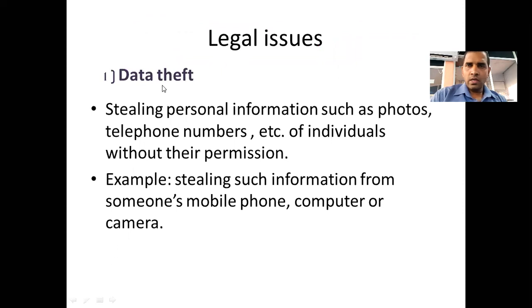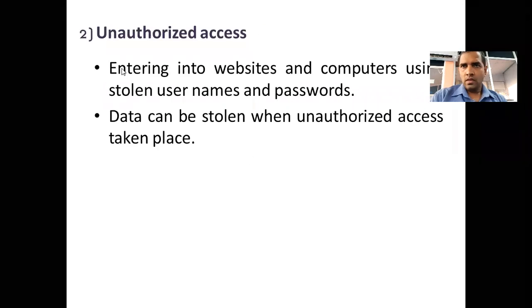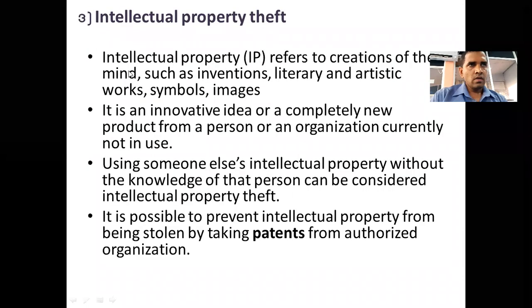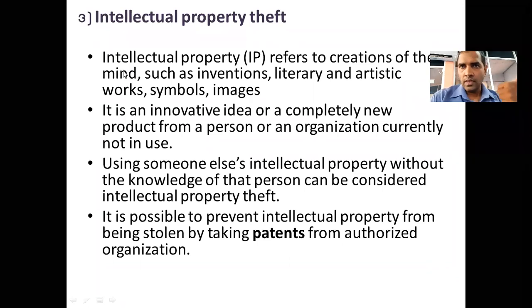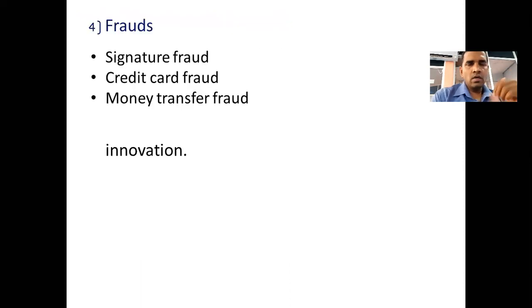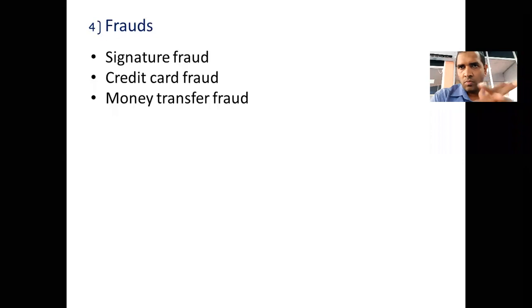Under legal issues, there is one called data theft, which I clearly explained, and unauthorized access. I explained this term unauthorized access, and I also explained intellectual property. We discussed the term intellectual property and how to prevent this theft. Hope you remember the document called a patent, used to prevent this kind of theft. Then there is another one called fraud, a common legal problem. So these are legal issues.